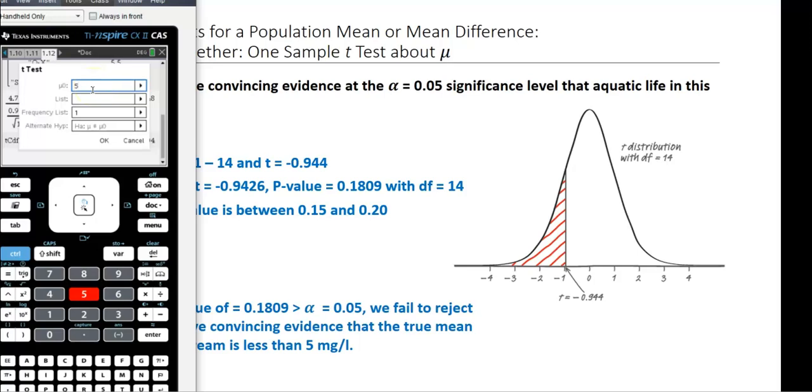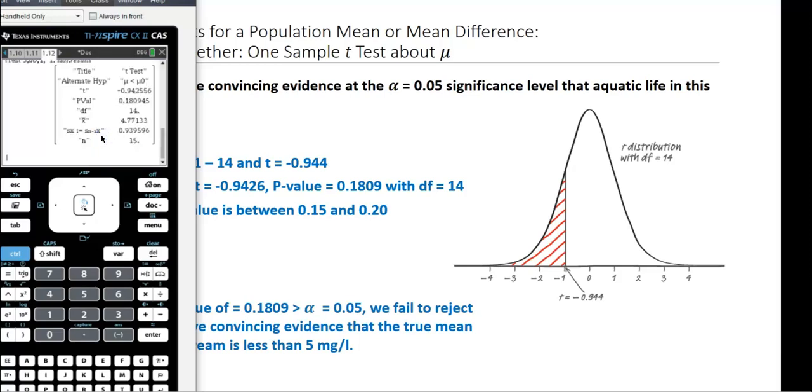So the null is 5. The list, sorry, I thought the list was first. The list is the do list. And it was less than, I believe. I think it's less than, so we're going that way. So 0.1809, yeah, that's about right. Degrees of freedom 14. Good.